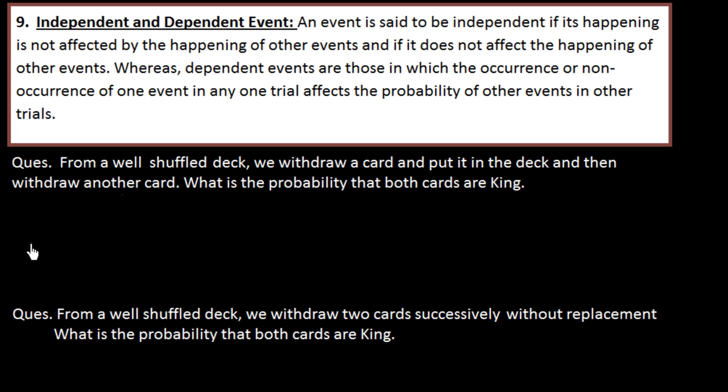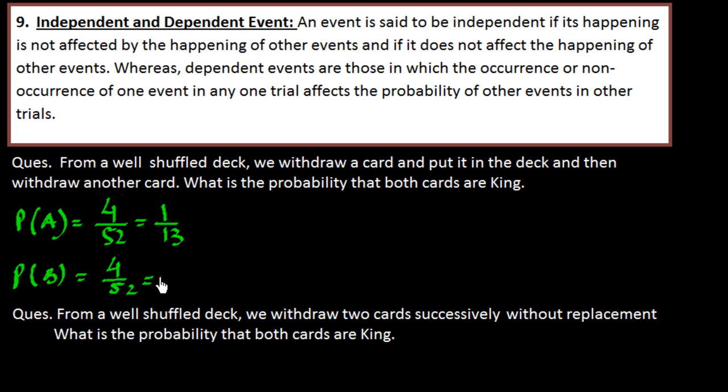A is the event of getting the first card as a king. So the probability of getting a king, P of A: we have 4 kings in a deck of 52 cards, so it is 4 over 52, which means 1 over 13. Now another event: we are withdrawing another card after replacement. So we again have 4 kings and again 52 cards, so the probability of B is again 4 over 52, the same.